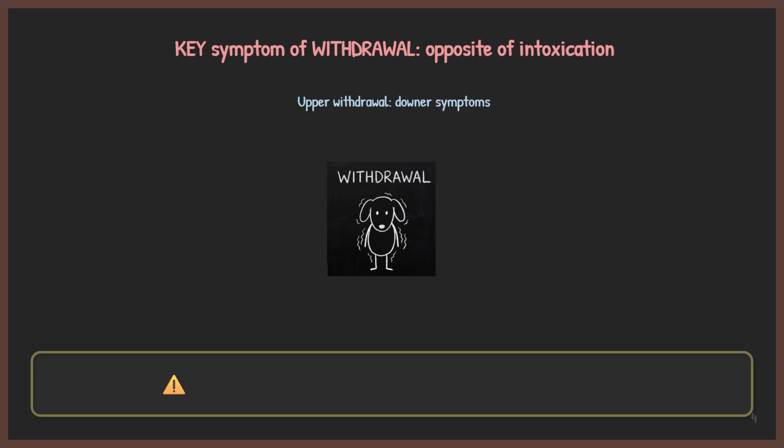So say you have an upper such as cocaine, withdrawal is going to look like a downer. You're going to be more lethargic, more depressed. Likewise, if you have a downer such as alcohol, withdrawal is going to look like upper symptoms such as agitation, high blood pressure, tachycardia. Always remember that lethal withdrawal is with booze, barbs, and benzos. Those are the 3 substances we really worry about withdrawal with because you can die from them.